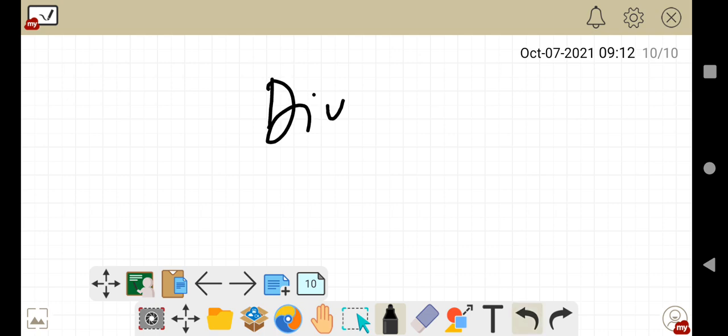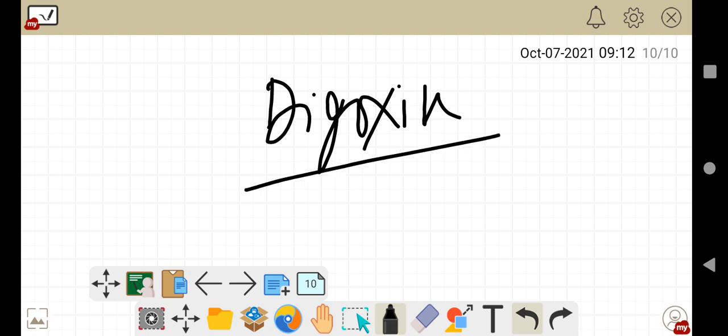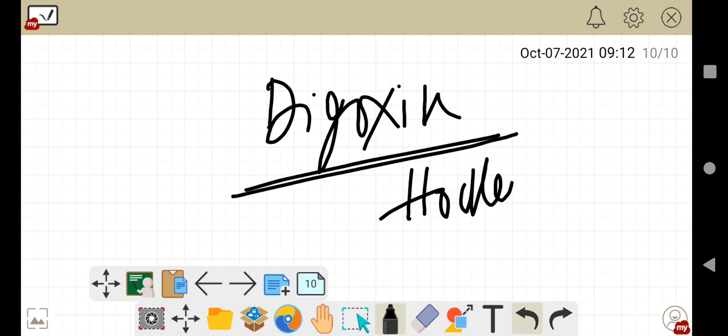Another thing is what ECG we can expect with digoxin. If we give digoxin, we can expect a hockey stick pattern, right? Hockey stick pattern.